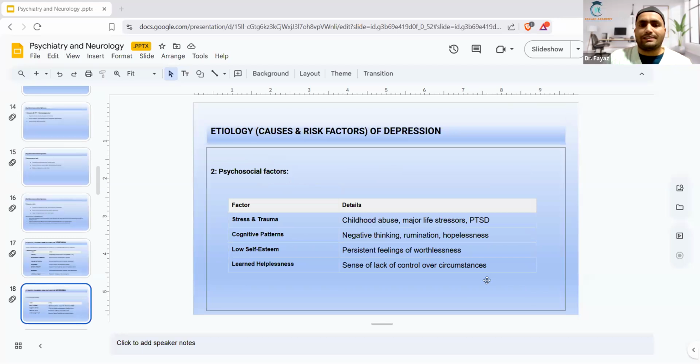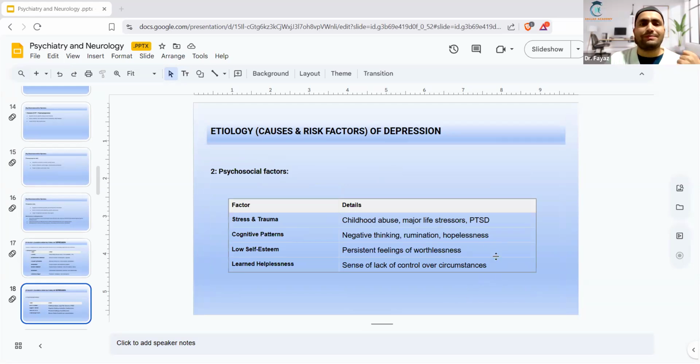The second type of factors that are implicated in depression is psychosocial factors. Stress and trauma. Continuous stress can cause anxiety, depression, and other mental health illnesses. Children who experience abuse during their developmental years are more likely to be diagnosed with a mental health illness like depression, anxiety, ADHD, etc. Sometimes people who are in war or situations where their life is threatened may experience PTSD, and PTSD can then be comorbid with depression.